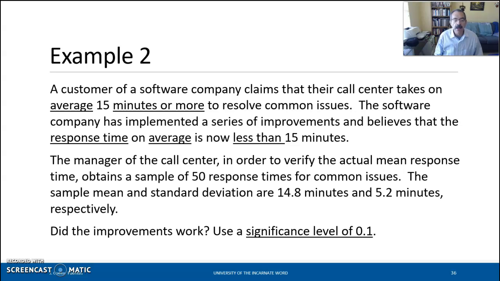All right, again, I underline some key things like average, so that it clues you into that we're dealing with a continuous random variable, and of course it's time, so that's a continuous random variable, or the response time specifically here, and we're dealing with the average. Now, if you notice, the customer says 15 minutes or more, and then the manager of the company claims less than 15 minutes. So here is your null hypothesis, and here's your alternative hypothesis.